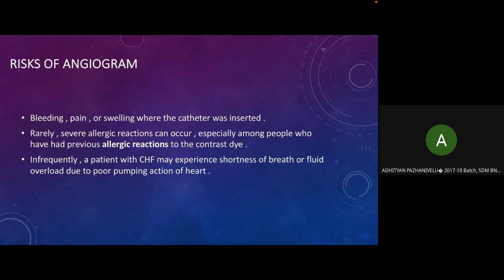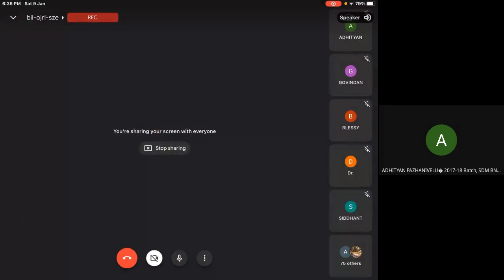What are the risks of angiogram? More than knowing what is the use, you should know what is the problem. Today, I think everybody is very dull. No response is there from your end. Yeah, internal hemorrhage can happen. Next, spreading of infections to other regions can happen.